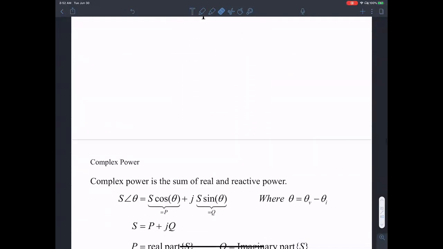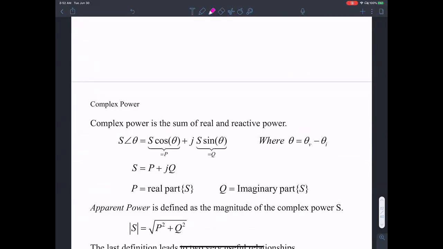And then there is also the idea of complex power, simply the sum of P and Q. Complex power is the sum of the real and the reactive power. Here theta is the power factor angle, theta V minus theta I. When you express it in polar form, S angle theta, that is S cos theta plus j S sine theta. S times cos theta is defined as P, the real part. Q is defined as the imaginary part, S times sine theta, the coefficient of j. The real part and the imaginary part.